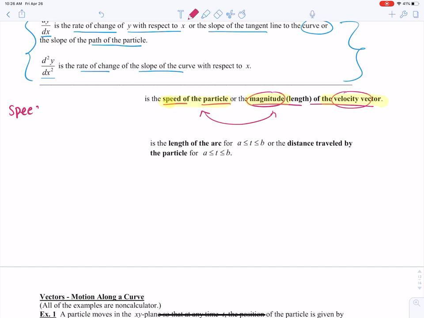Speed is the absolute value of the velocity vector. But the velocity vector has two components. So speed is the square root of dx/dt squared plus dy/dt squared.